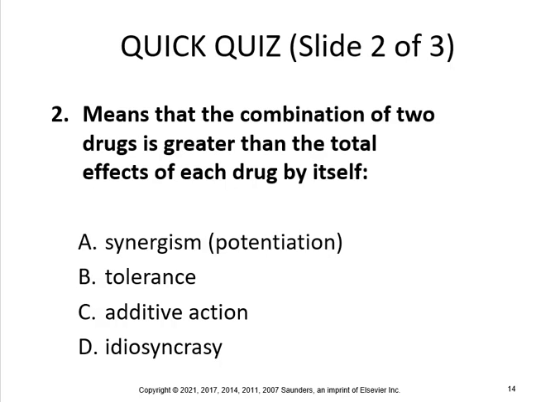Synergism means that the combination of two drugs is greater than the total effects of each drug by itself. So that would be synergism or potentiation. Two drugs working together would be beneficial. Vicodin is a good example.